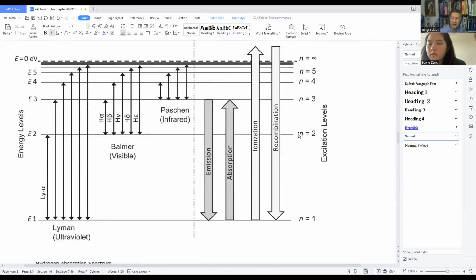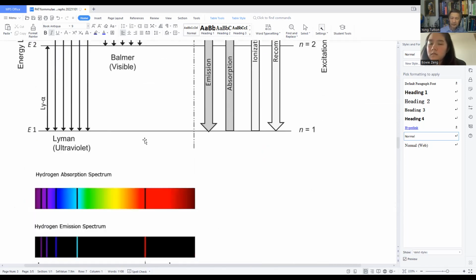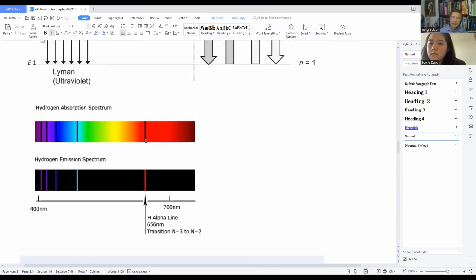That one you can see is n equal to 2. For the Balmer series, they come from n equal to 3 or 4, any n larger than 2. That is a Balmer transition, you see? So basically, in history, Rydberg found a simple formula to explain this number, the wavelength, by using integers.